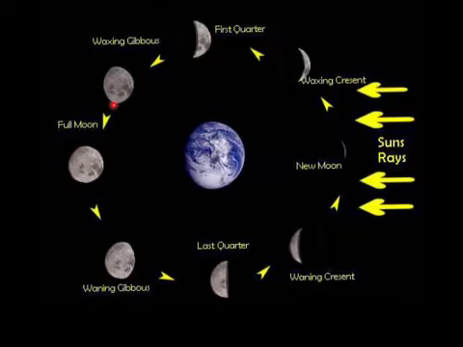Two weeks into its orbit, or 14 days, the Moon is just opposite the Earth from the Sun. And this is when we see a full moon. We see the entire side of the Moon that faces the Earth.